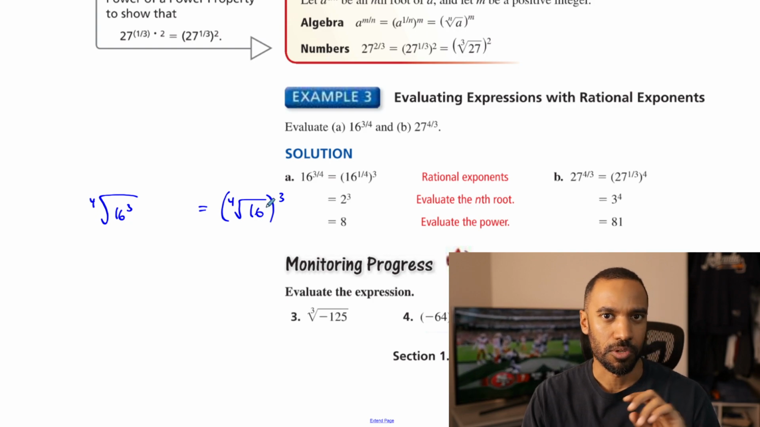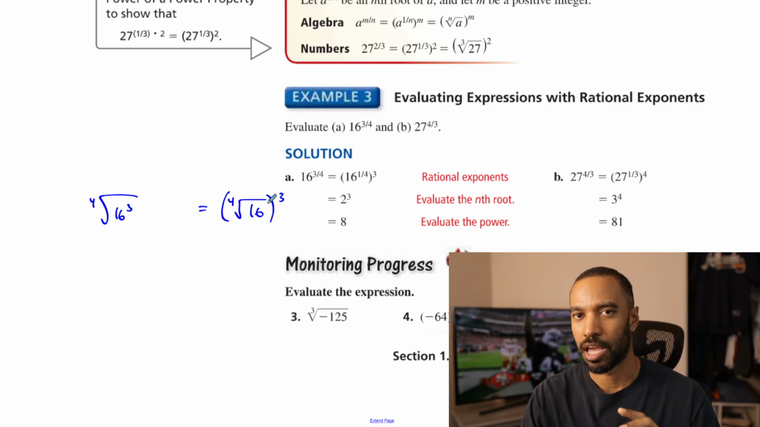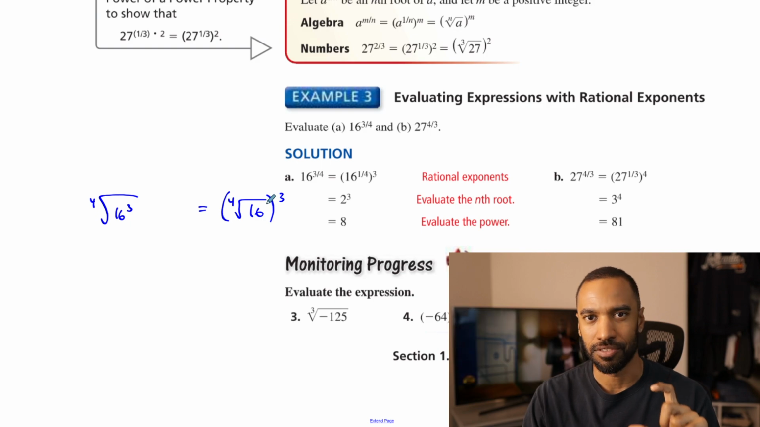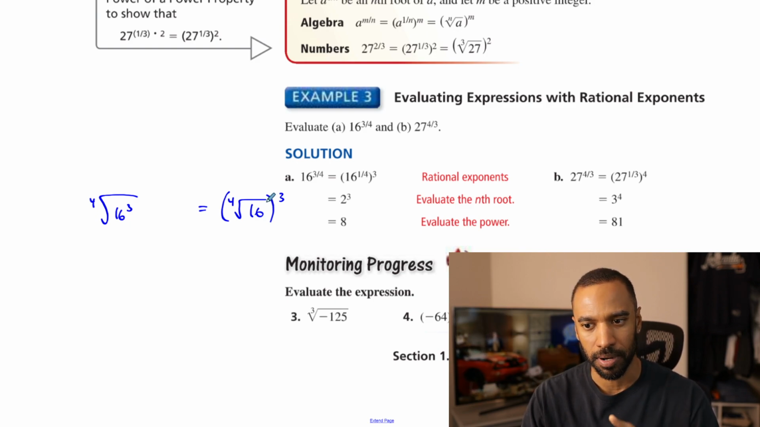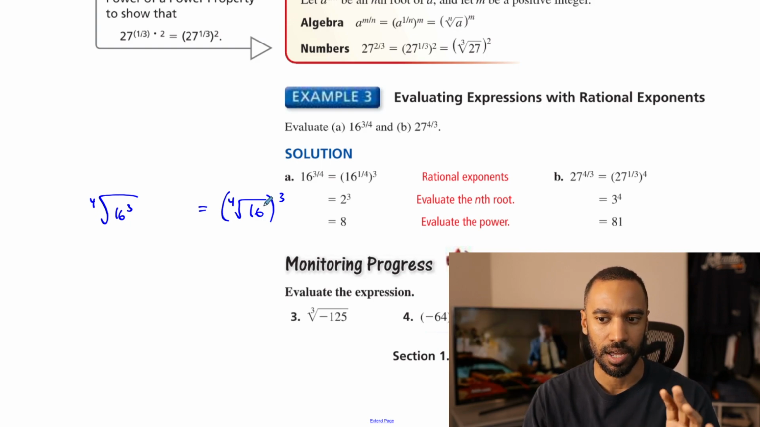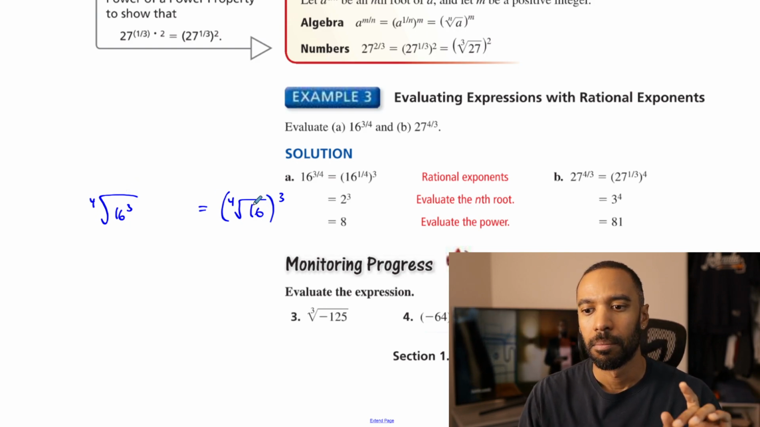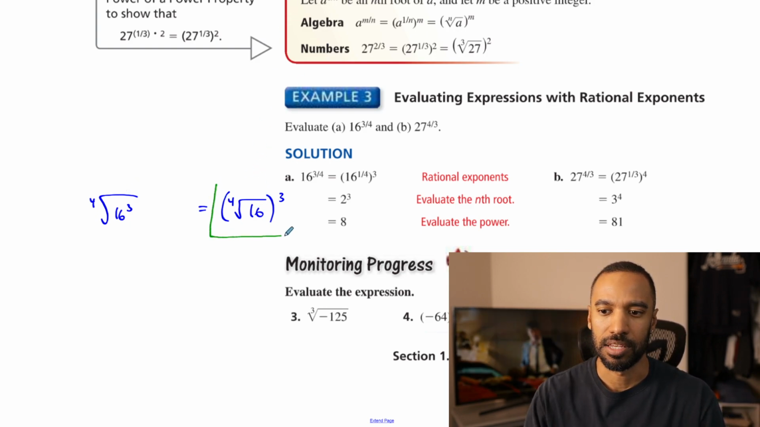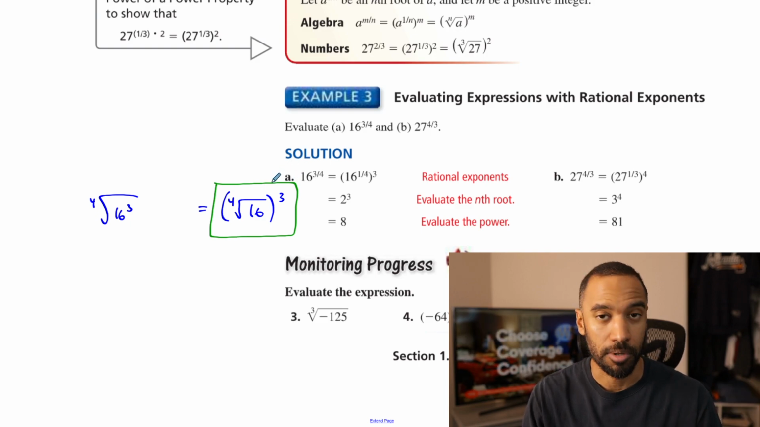I'm trying to think if there are exceptions, and I'm not coming up with any. I'm thinking about if there are negatives inside and you take an even root, but I think you can always reduce a fraction. But anyway, I recommend this, and the reason is because you get to smaller numbers first.